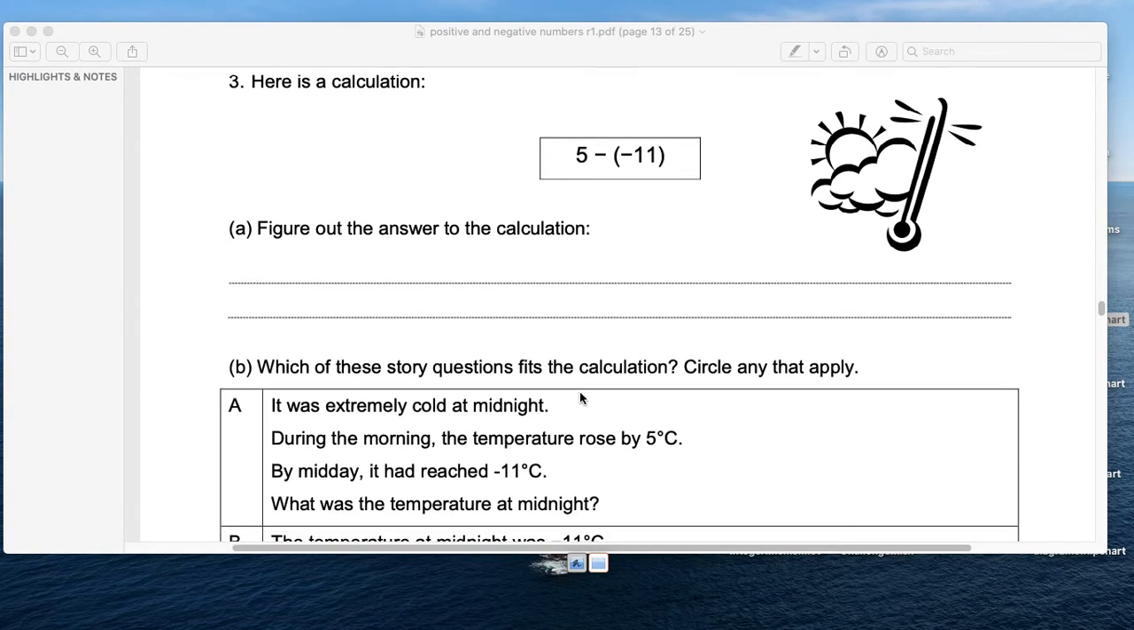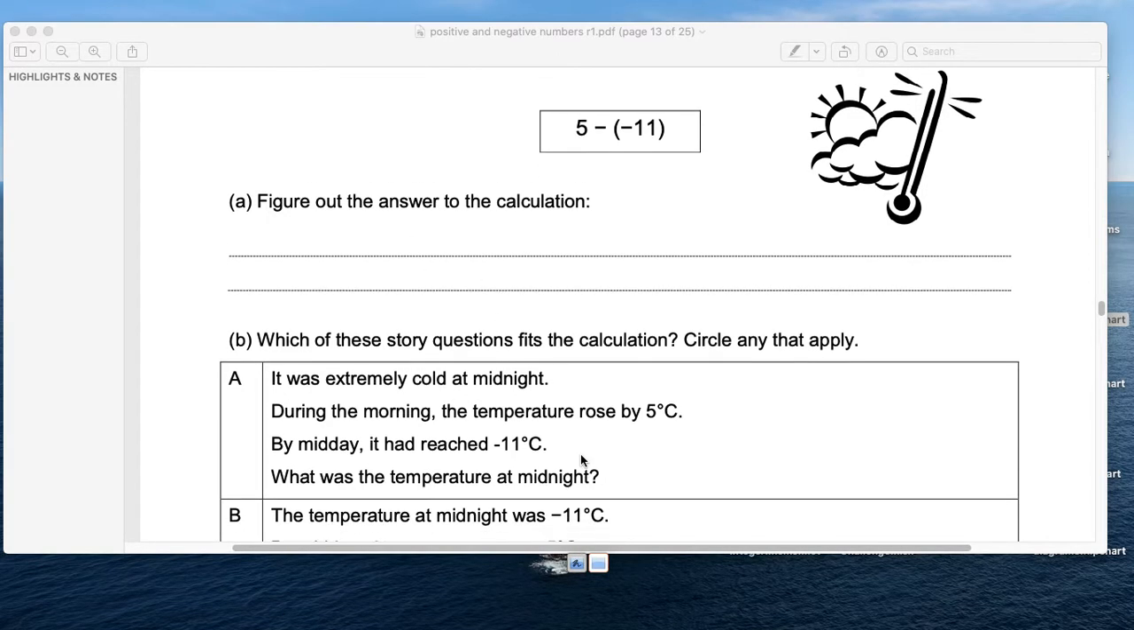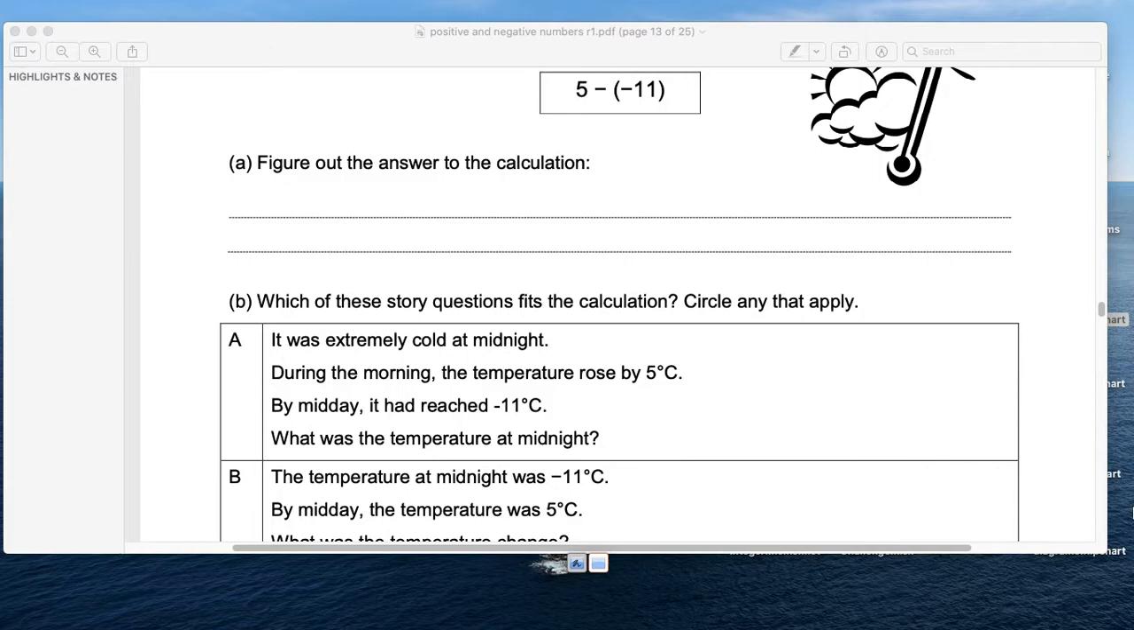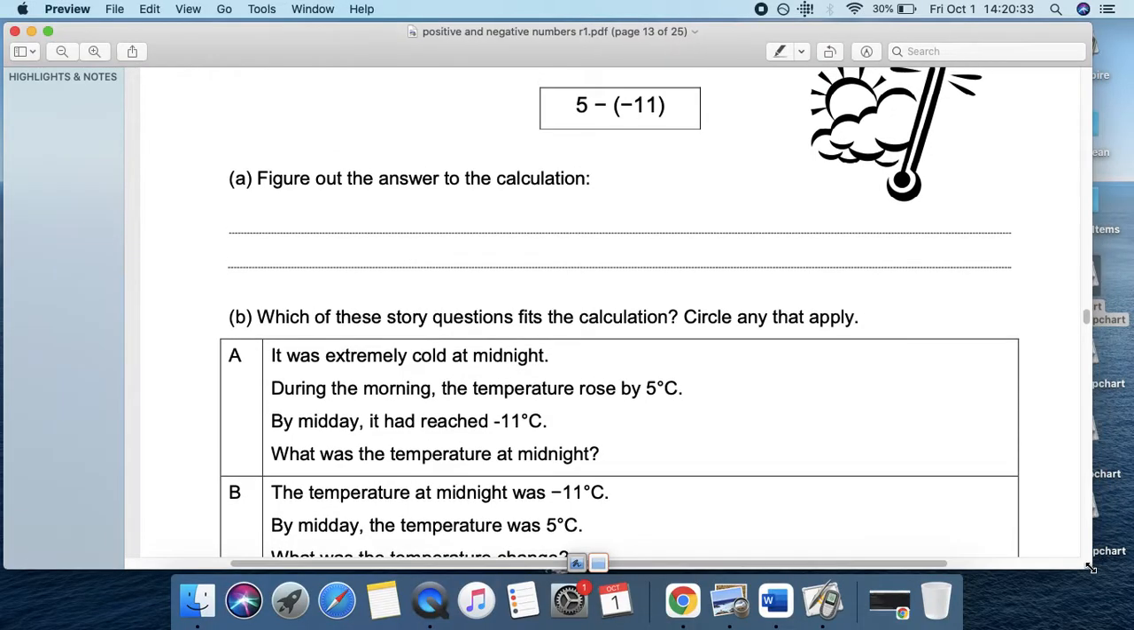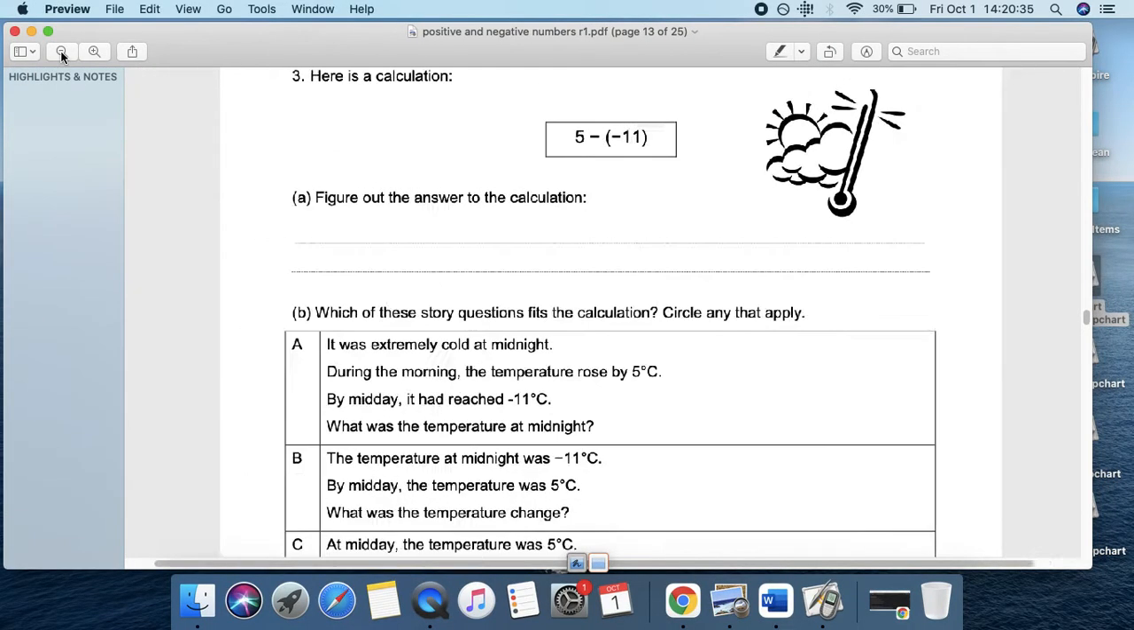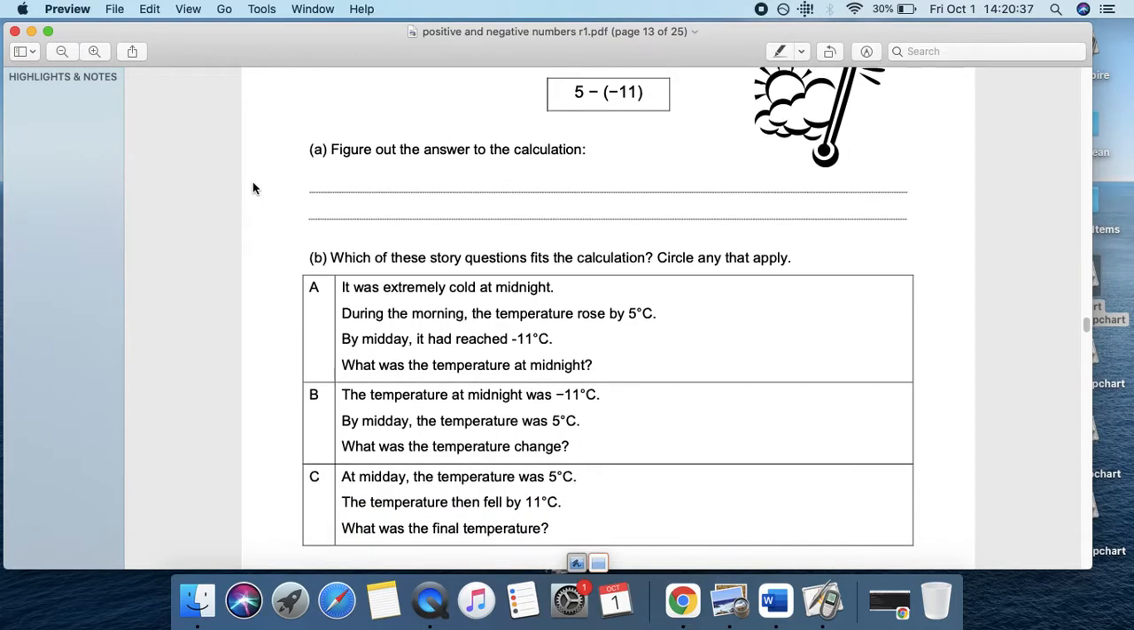Here's a calculation. Find out the answer to the calculation. Okay, let me scroll this up. Let me make this smaller. Right here, okay. Only because I need to see all that.